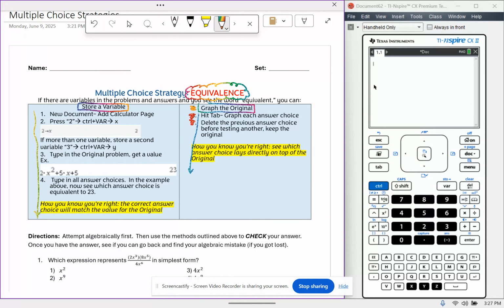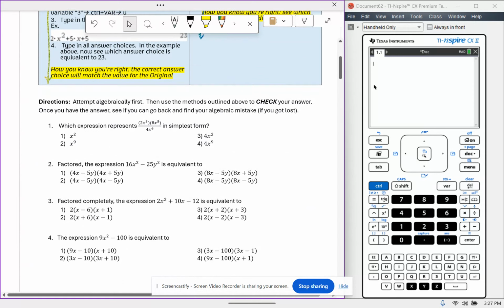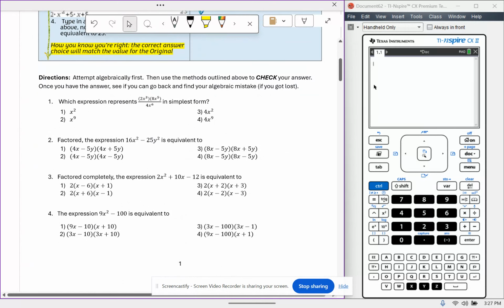So pause the video, read through these two strategies, and then we'll be back in a second. Hey, welcome back. Okay, first, here's what you need to do. You need to attempt all of these problems algebraically first, and that's what we're going to do here. Then we're going to go back and check our answers, okay?